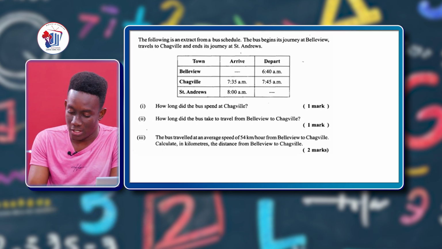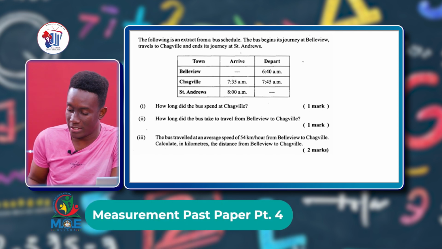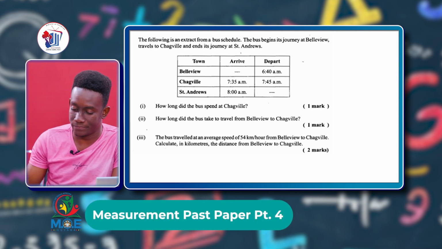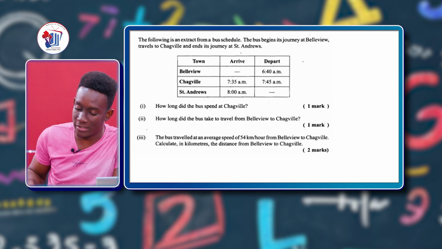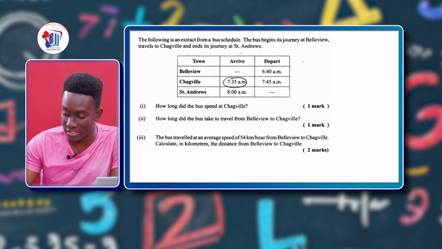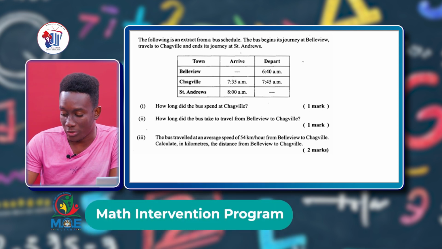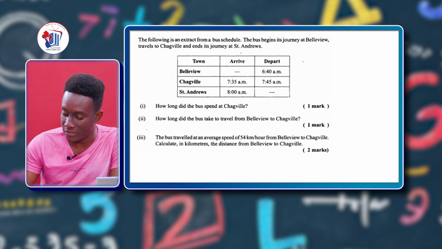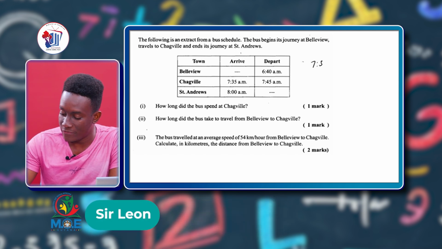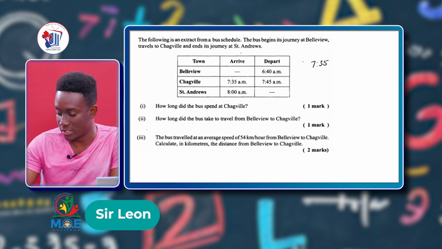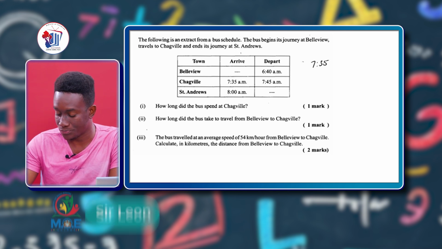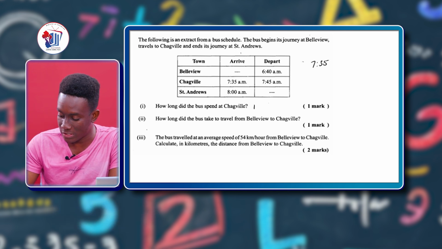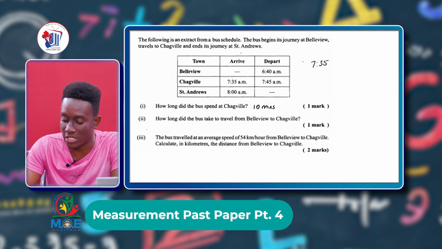It says, how long did the bus spend in Chalkville? So we see the bus arrived in Chalkville at 7:35 a.m. and it left at 7:45. So how long did it spend in Chalkville? We know 7:35 plus 10 minutes would give you 7:45. So the bus spent 10 minutes in Chalkville.